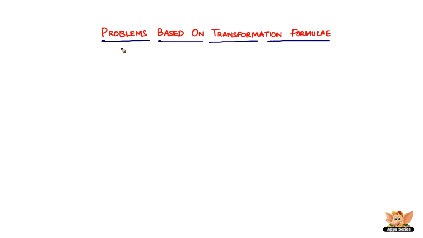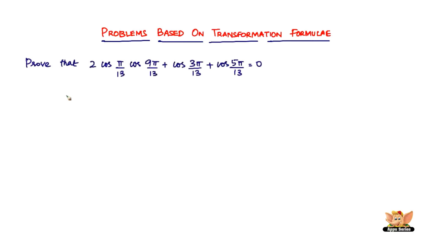In this video, let us continue to solve problems based on transformation formulae. Alright, so here we've got a question which says, prove that 2 cosine of pi by 13 times cosine of 9 pi by 13 plus cosine of 3 pi by 13 plus cosine of 5 pi by 13 equals 0. So what we have to do now is just prove the whole thing is equal to 0.